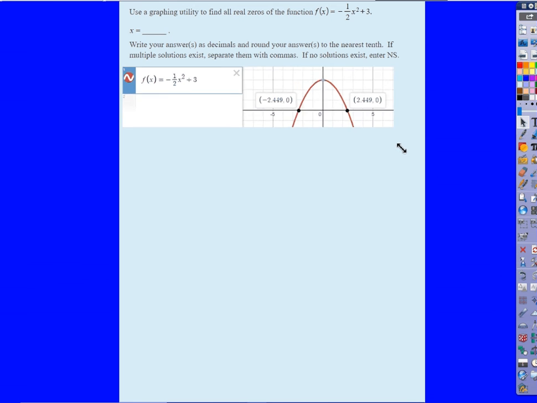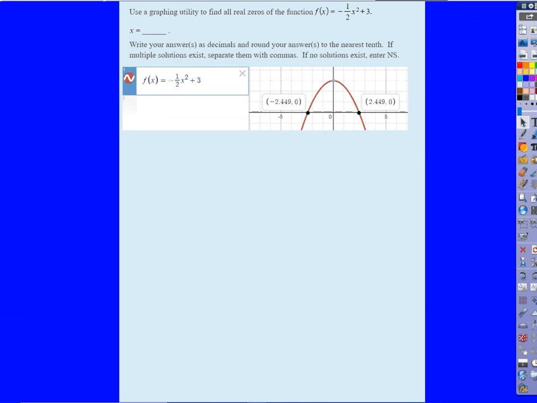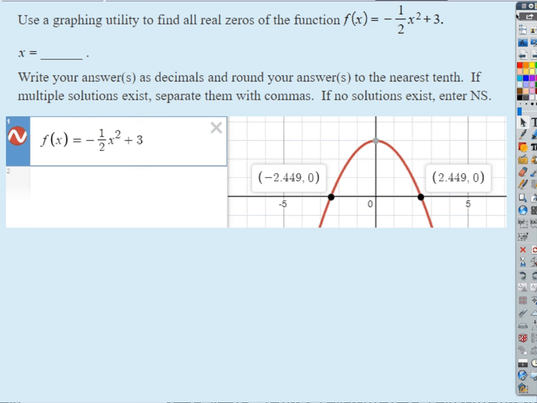So if that's the graph, then what would I input into Moodle? Well, I would just input negative 2.449, positive 2.449. Now, it wants them rounded to the nearest tenth, so I actually wouldn't do that. What would I do? Just 2.4. Negative 2.4, right? Everybody see why that's 4?